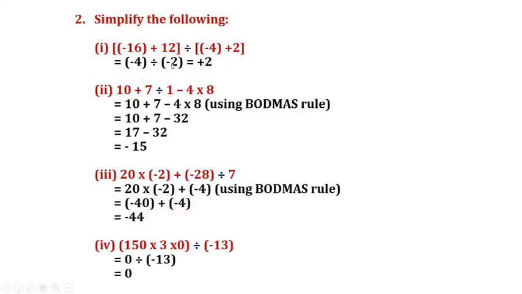If you divide 4 by 2, you will get 2 only. So now, 10 plus 7 divided by 1 minus 4 into 8.